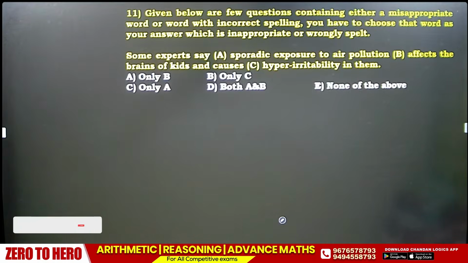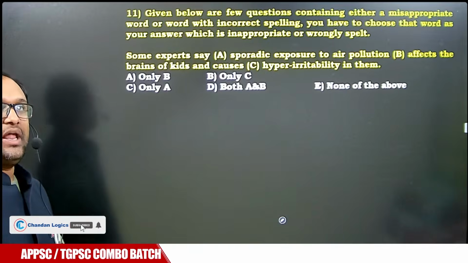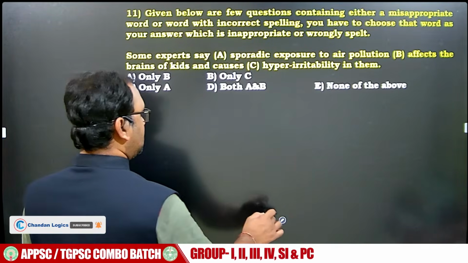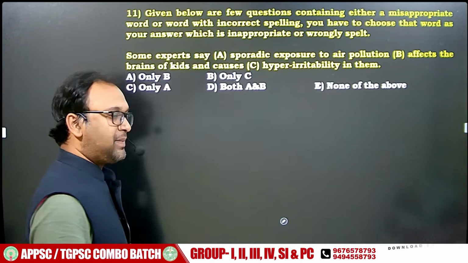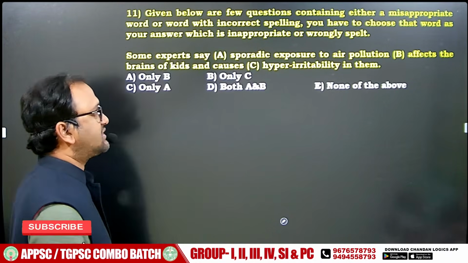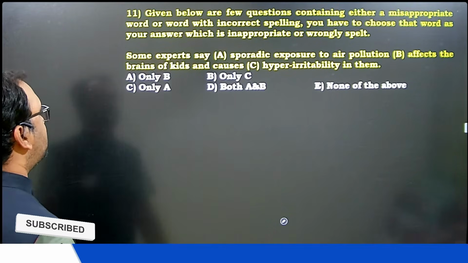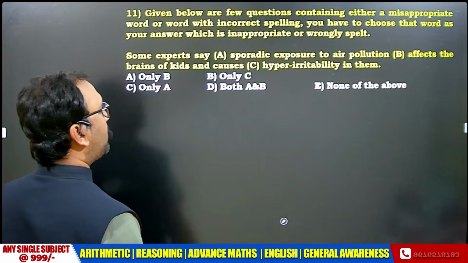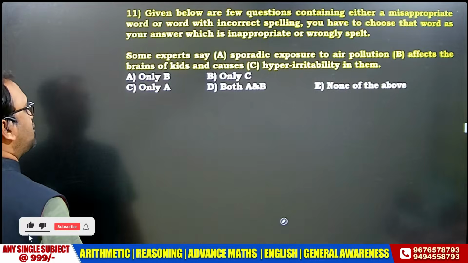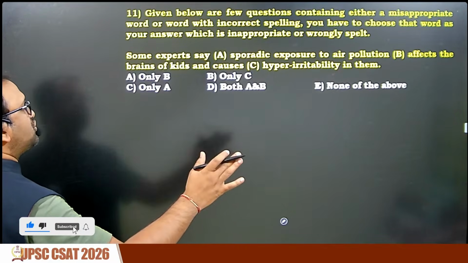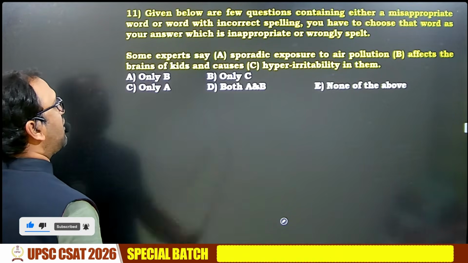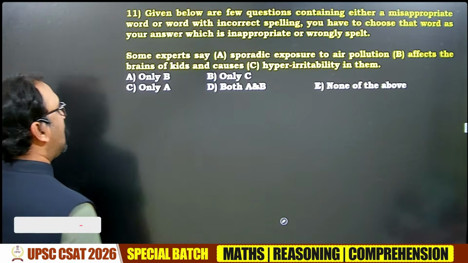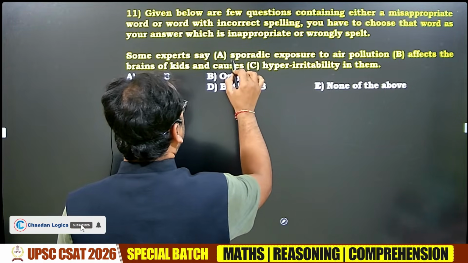There is one word which is wrongly spelled or inappropriate to the context. Some experts say, first of all, you normally see the sentence. Spelling wise, no issue. Spelling wise, no issue means now you need to be more careful. I think I need to underline the words here for your understanding.